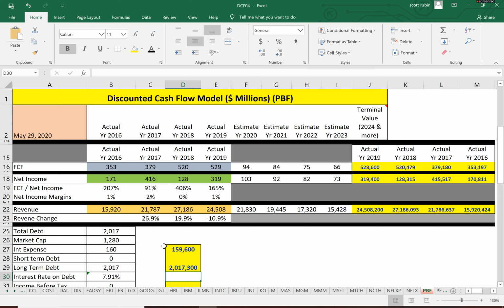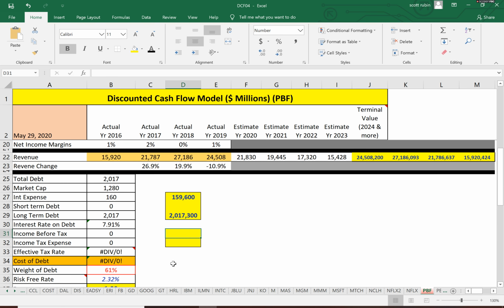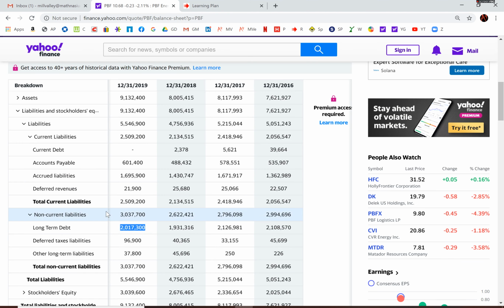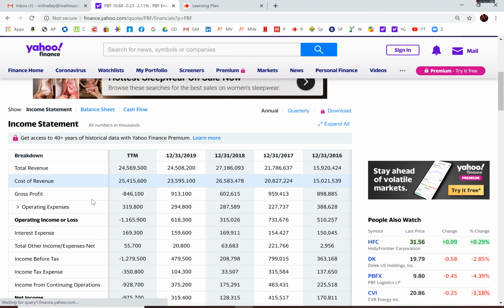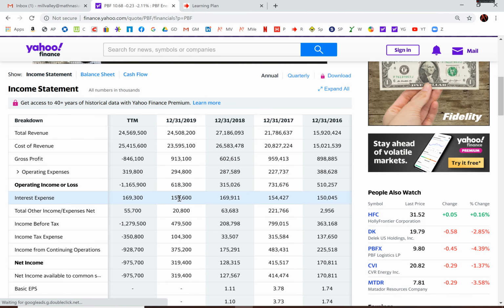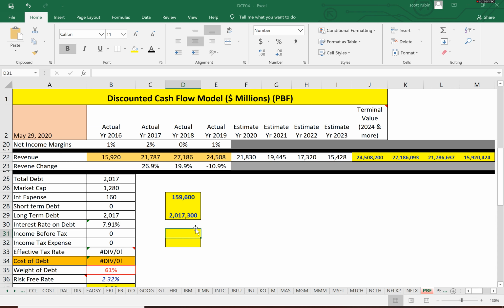That's a high interest rate. Oh, they must be a risky company. 7.91%. They got pretty bad terms. Let's just double check that. Interest expense, 159. Yeah.